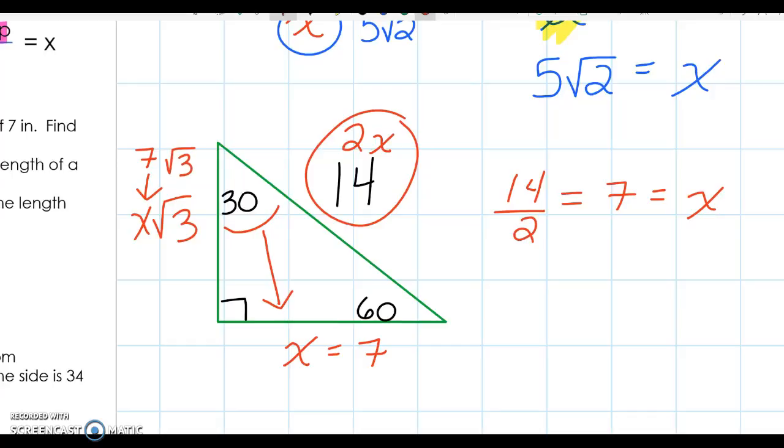So those are the 3 measurements, or 3 side lengths. We have 7 radical 3, we have 7, and we have 14. That one's not too bad. That's not the hard one. Now we're going to take a look at a harder one.